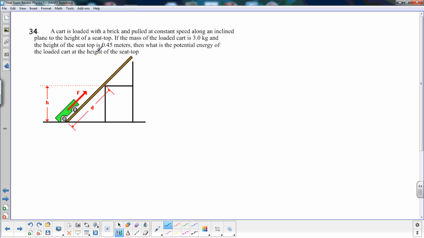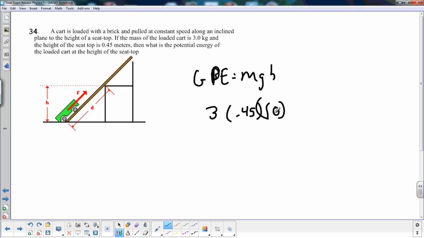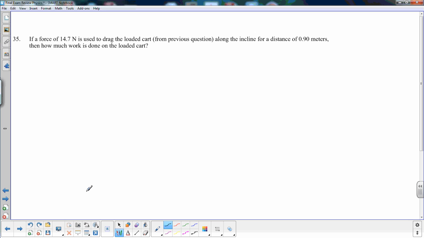A force of 14.7 newtons is used to drag that same cart, which was 3 kilograms, along a distance of 0.9 meters. How much work is done on the cart? So now, work equals force times distance. Work equals 14.7 newtons times 0.9 meters. Lo and behold, 14.7 times 0.9 is 13.23 joules.